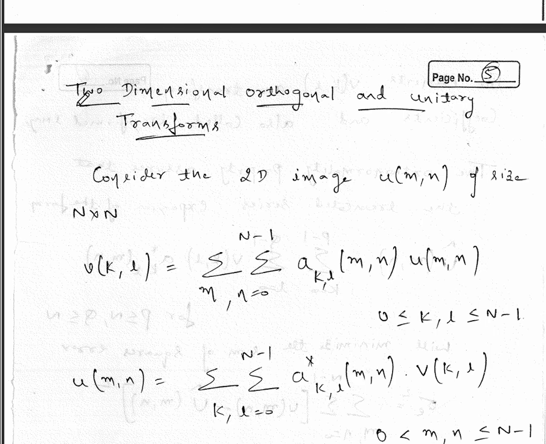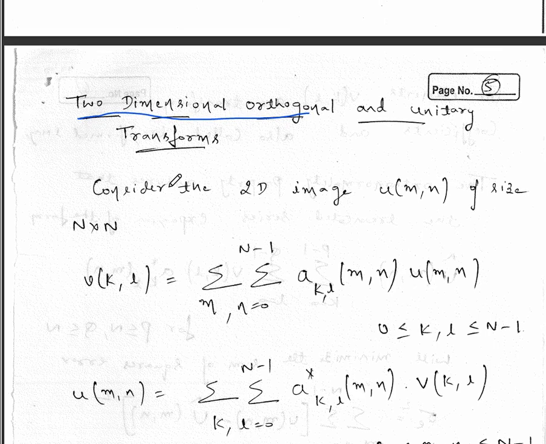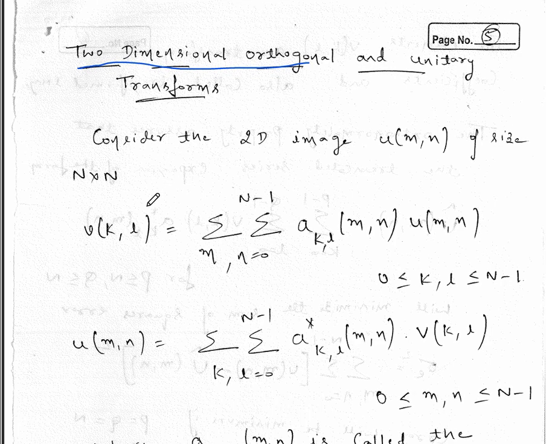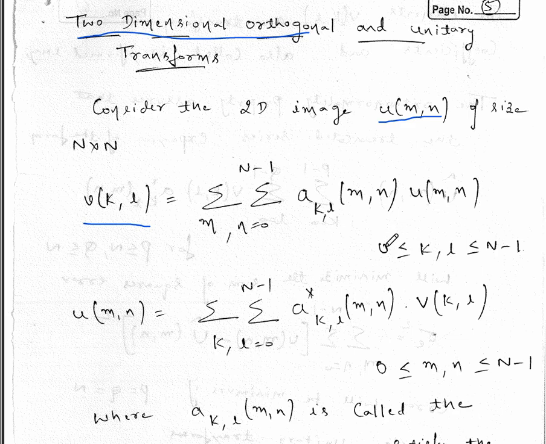Next we'll discuss the two-dimensional orthogonal and unitary matrix. Previously we discussed the one-dimensional unitary matrix. Now we'll discuss the two-dimensional one, where u of m comma n is the image, and v of k comma l is the transformed matrix represented by the equation: summation over m comma n from 0 to N minus 1 of a of k comma l comma m comma n multiplied by u of m comma n. In this, the values of k and l lie between 0 and N minus 1.